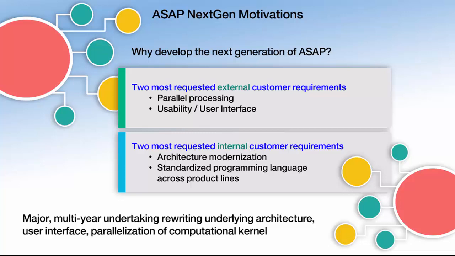So we modernize the architecture to do that and standardize programming languages across product lines so that when we write something that benefits ASAP, it may also benefit Apex. And that has occurred in both directions. There are some features in ASAP that are relatively new that came in Apex first. This has been a multi-year undertaking, and we still continue to refine, but it took a couple of years of hard work to do these two things.